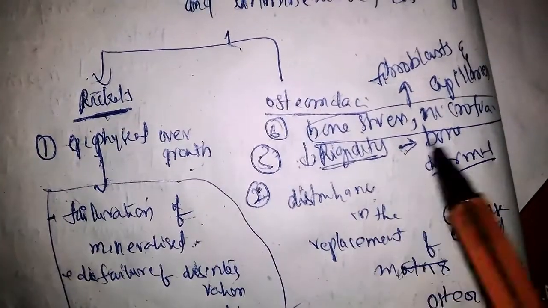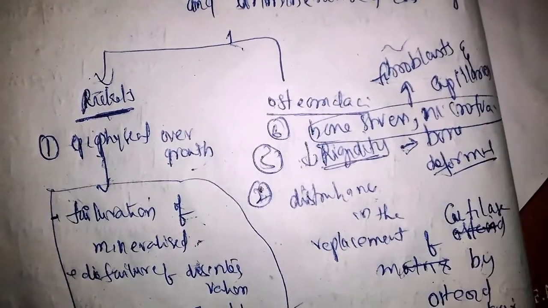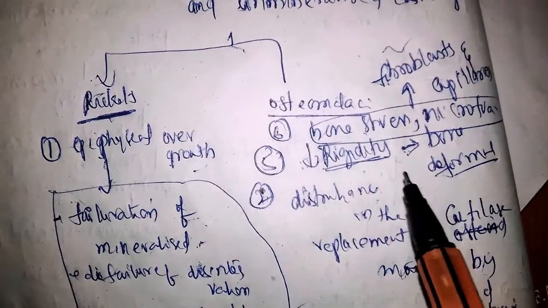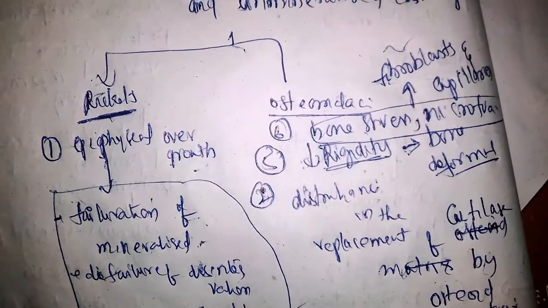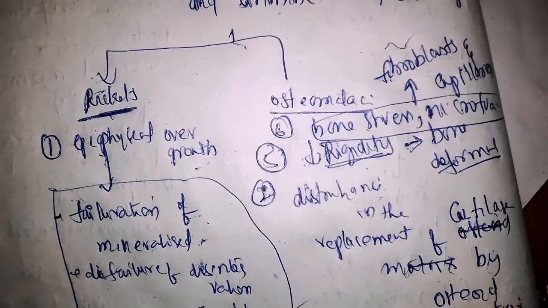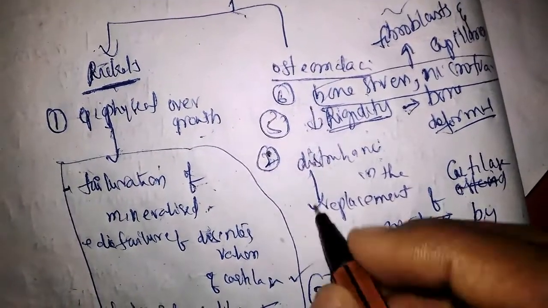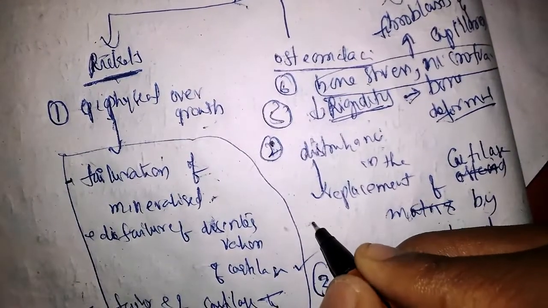One is bone stresses and microfractures in the bone. Due to this, there is proliferation of capillaries, and there is less rigidity of the bone during development. It results in bone anomalies in the baby after birth. Two, there is disturbance in the replacement of cartilage by osteoid matrix. This results in failure of replacement. It results in overgrowth of costochondral junctions mainly.